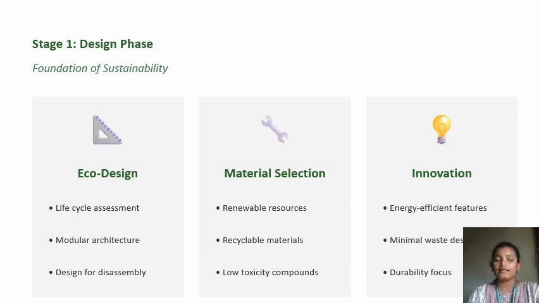First one, eco design. Eco design integrates sustainability into product creation. It considers reduced energy consumption, low material usage, easy repair and disassembly. Then material selection. Choosing sustainable material improves environmental performance. Examples: renewable material, recyclable components, non-toxic sustainable material. Then innovation. Designers create products that last longer, use fewer resources, produce less waste. The design phase sets the direction for the entire life cycle.